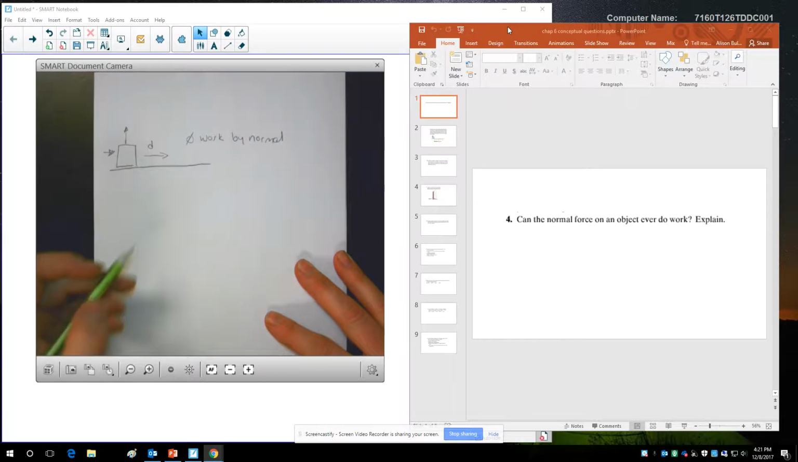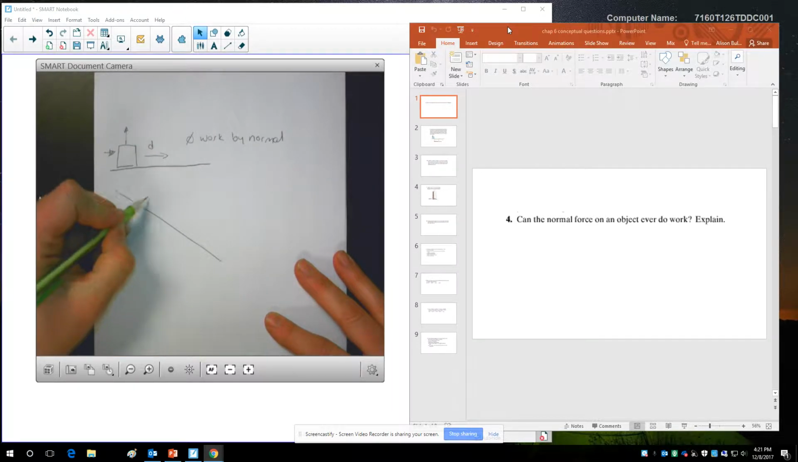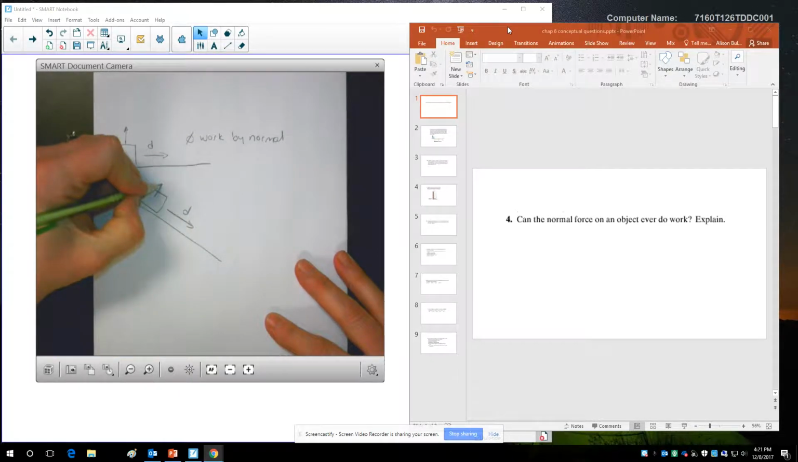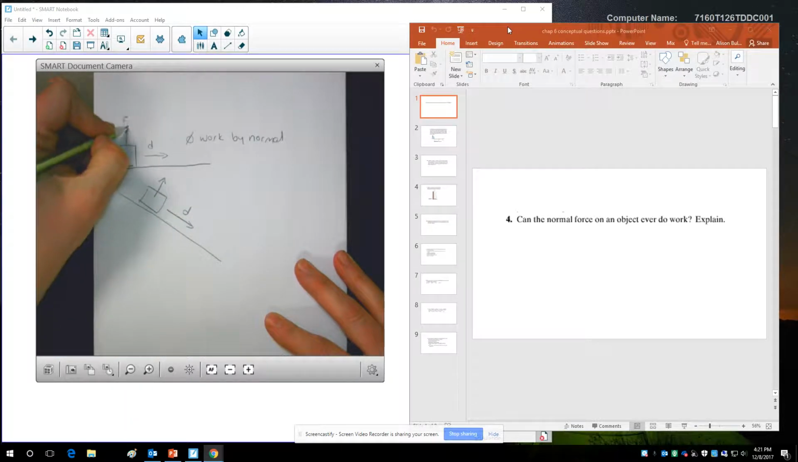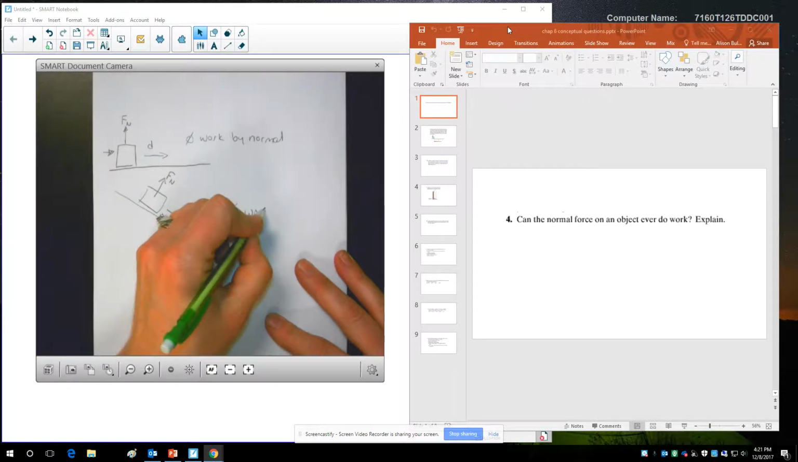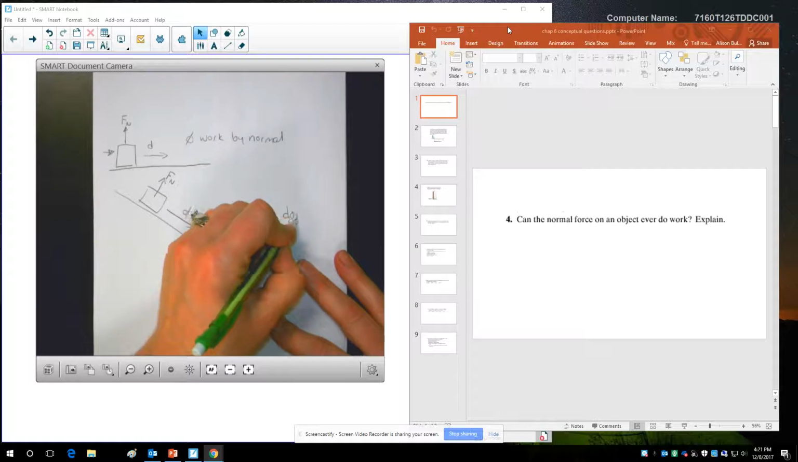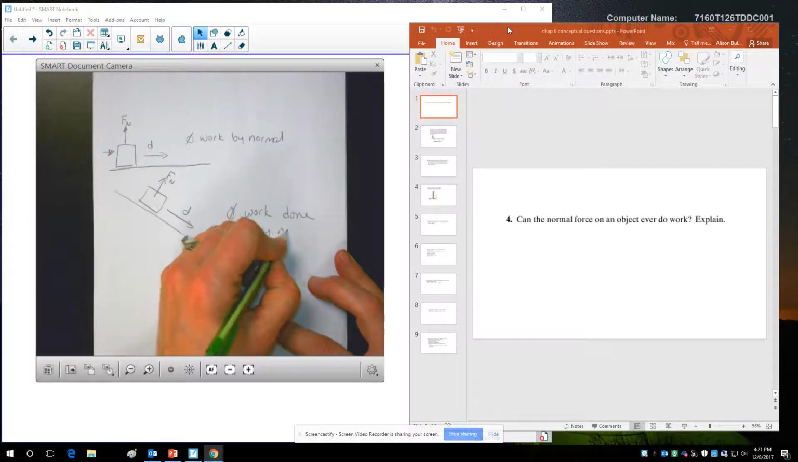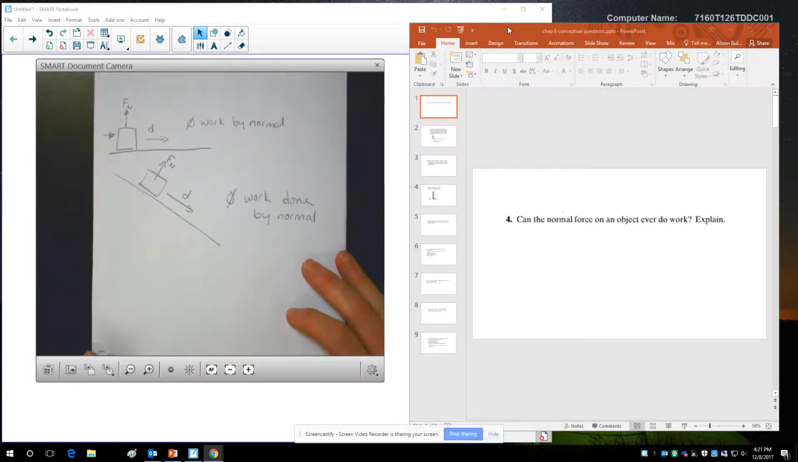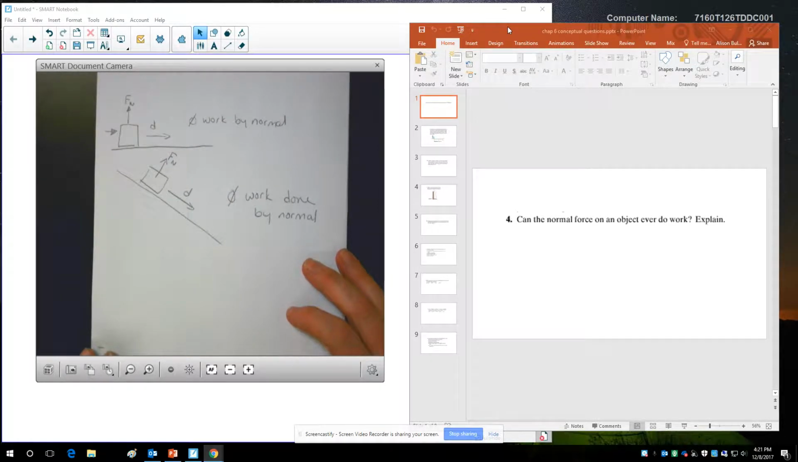And in the case of sliding down an inclined plane, same story. The box slides down the plane, and the normal force by definition is perpendicular to the plane. Again, zero work done. So in those two cases, the work done by the normal force is definitely zero because the force exerted by that surface is perpendicular to the surface and the object is moving parallel to the surface.